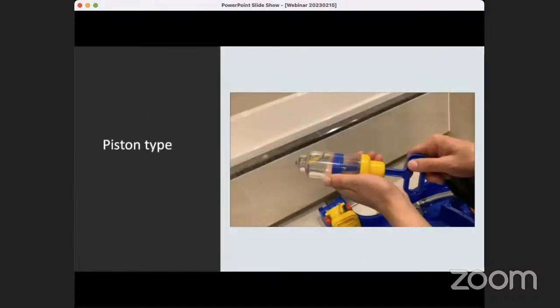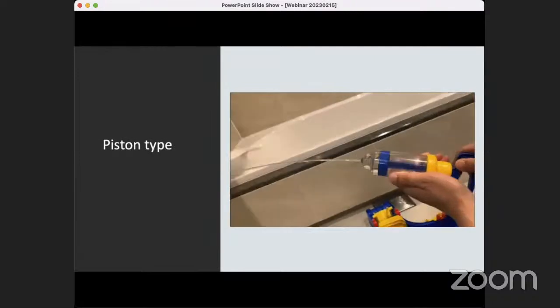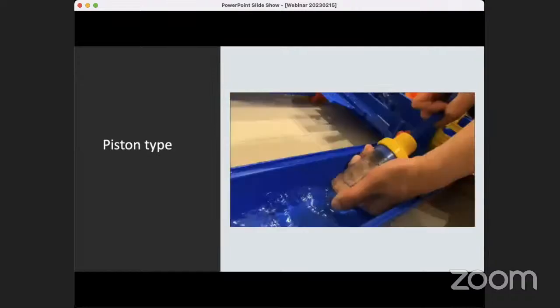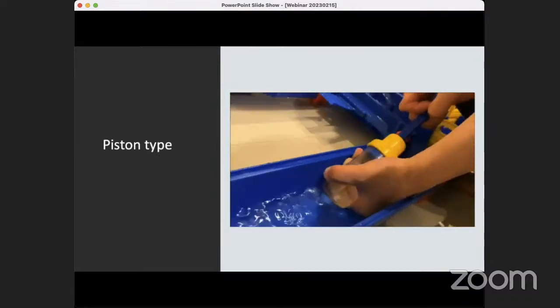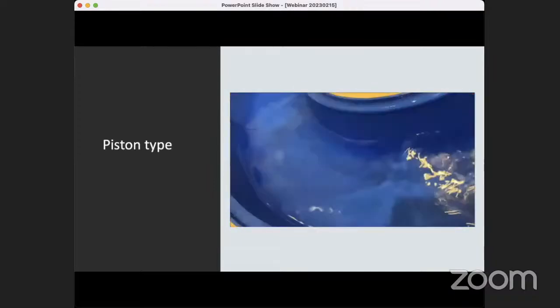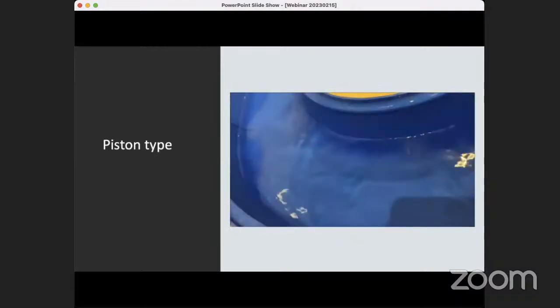Using a toy to show the piston type, the amount of water in the toy syringe is the stroke volume. Pushing and pulling a syringe is the frequency in HFO, and waves are created in the same way as in the diaphragm type.